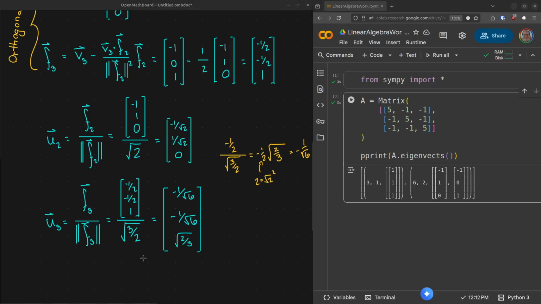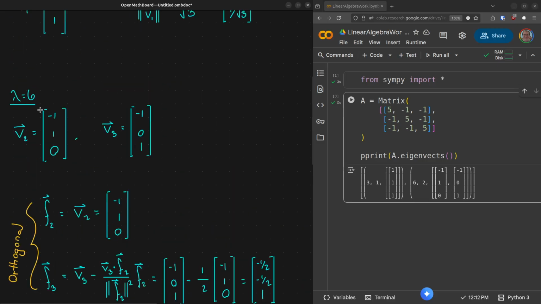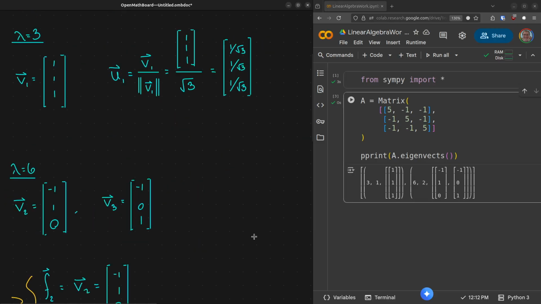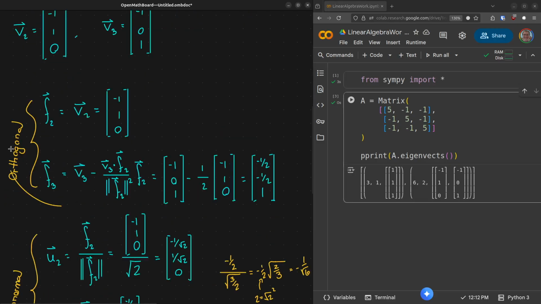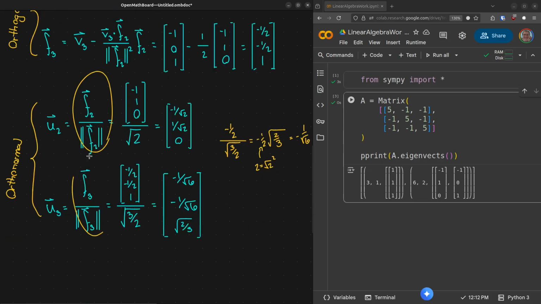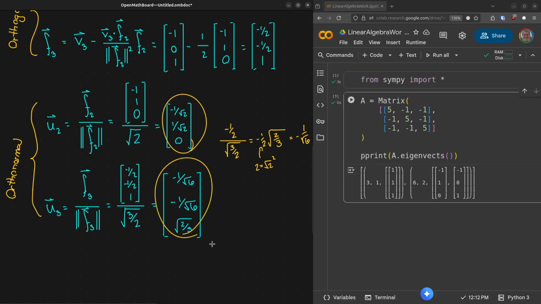Okay? What we have now is not just an orthogonal basis, but an orthonormal basis for the eigenspace. So we're still in the lambda equals 6 eigenspace, but now these two vectors are orthogonal to each other. That was through the Gram-Schmidt process right here. And then we normalize them right here. So now these are orthonormal to each other. They form an orthonormal basis.